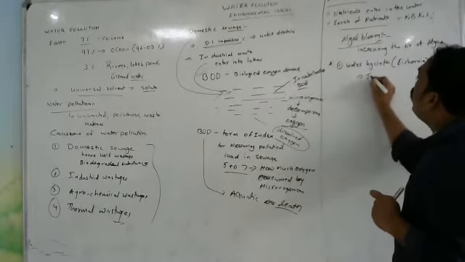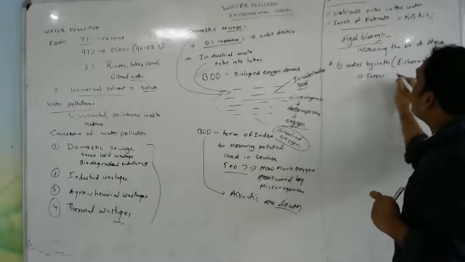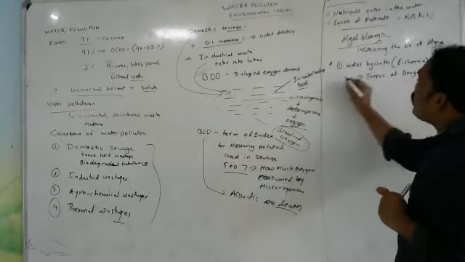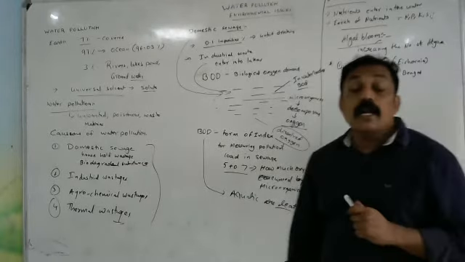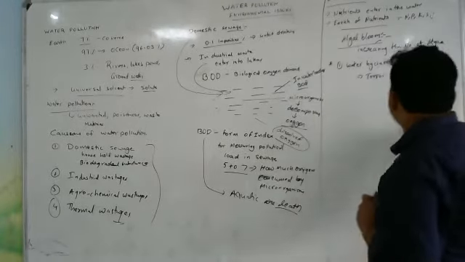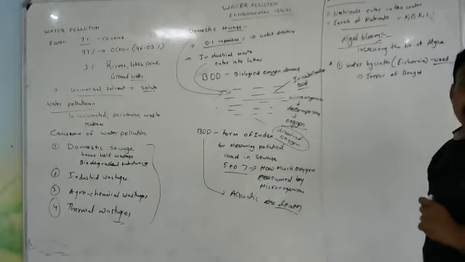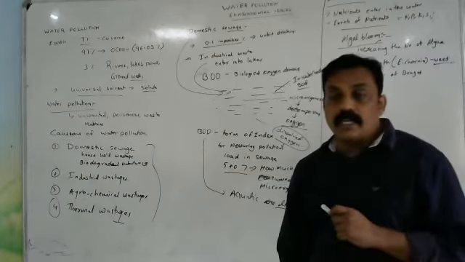This we can call Terror of Bengal. So what will happen? This water hyacinth is what we call a weed plant. Already you know the meaning of weed. Weed means it is not useful for anything, an undesirable plant.